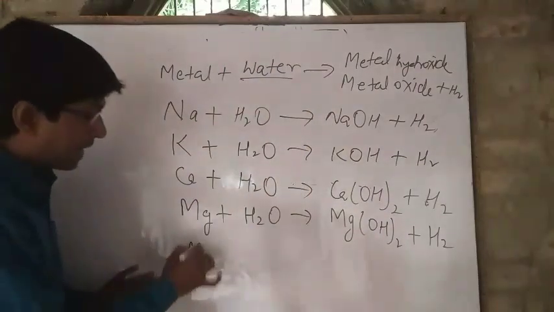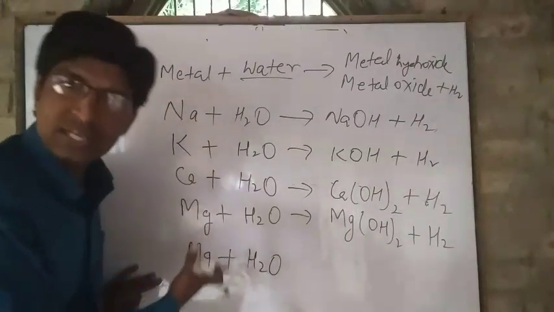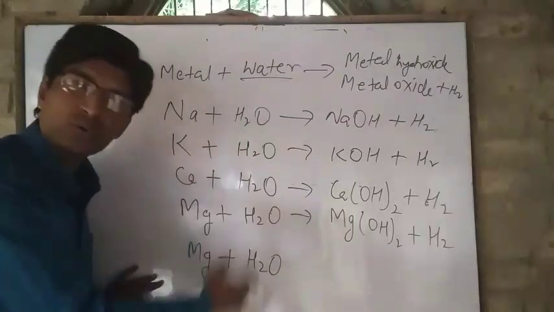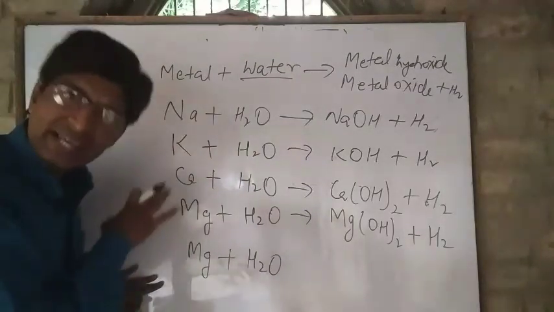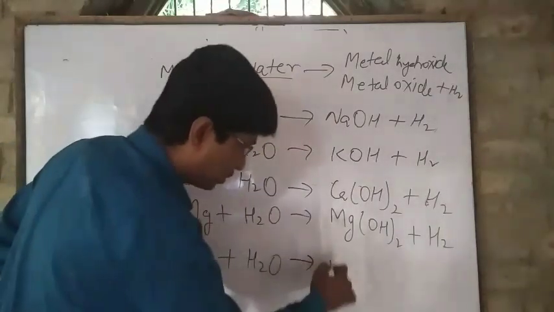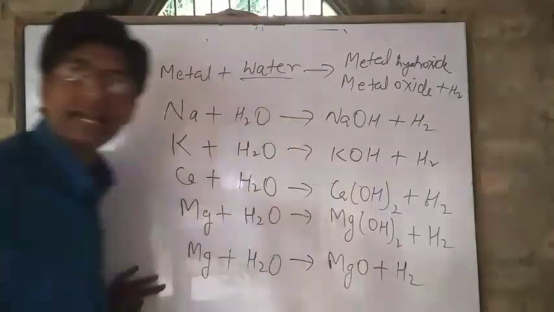But when magnesium reacts with steam, that is also water, so you write H2O for steam, for hot water, and for cold water, we are writing H2O. So when magnesium reacts with steam, it produces magnesium oxide and hydrogen gas is released.